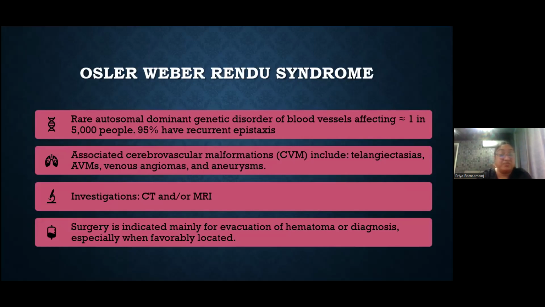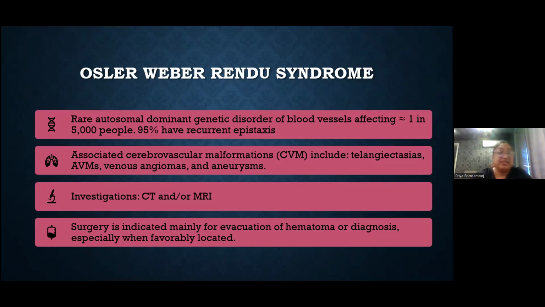Osler-Weber-Rendu syndrome, I would have mentioned it. We also know it as hereditary hemorrhagic telangiectasia or capillary telangiectasias, as we're on the subject. This one is a rare autosomal dominant genetic disorder, affects up to 1 in 5,000 persons, and most of them present with recurrent epistaxis, right? And it's associated with cerebrovascular malformations, venous angiomas, as well as aneurysms. And these are the cases that we're going to do a CT and or an MRI for these patients, right?